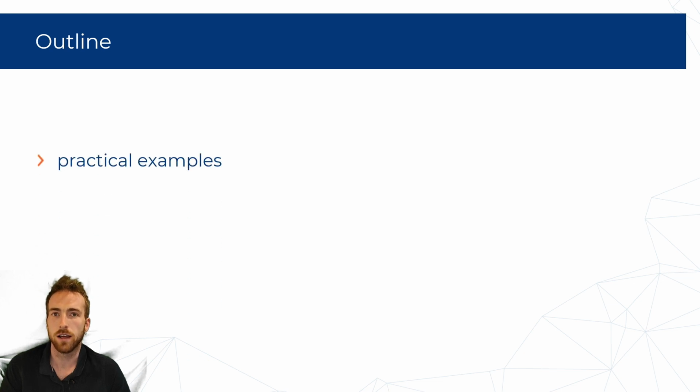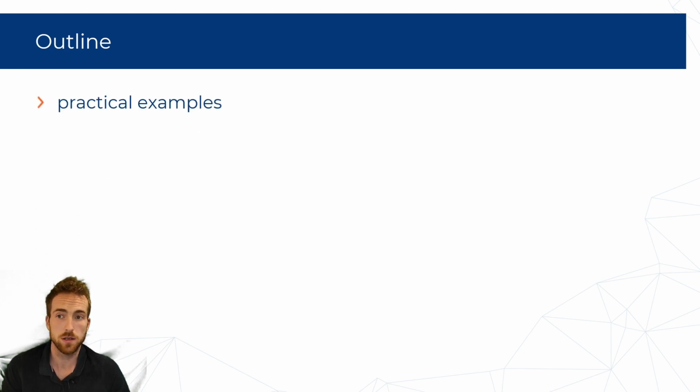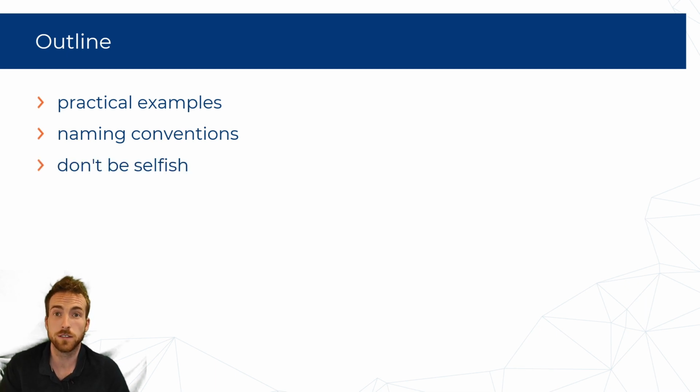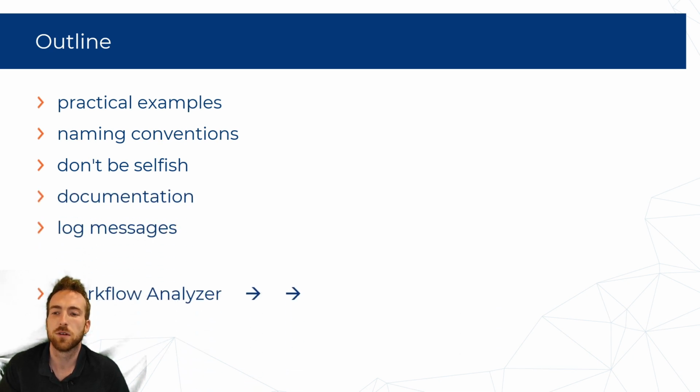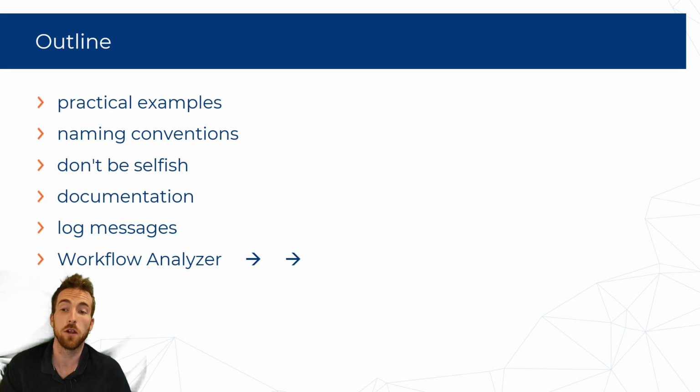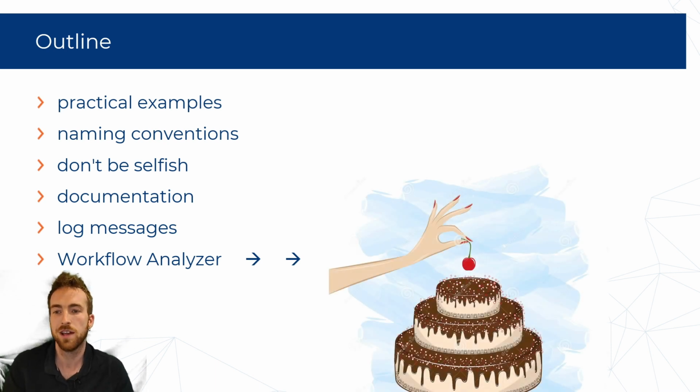Here is an outline of today's session. I will start with some practical examples. Let's start with something real, with something visual, nicely you can see. And then I will be talking a bit about naming conventions. There's a little chapter called Don't Be Selfish, documentation, and the last chapter is log messages. Oh, it's not the very last. Then the cherry on the top, we will be looking at what a workflow analyzer is. So wait for it. It will be cool.